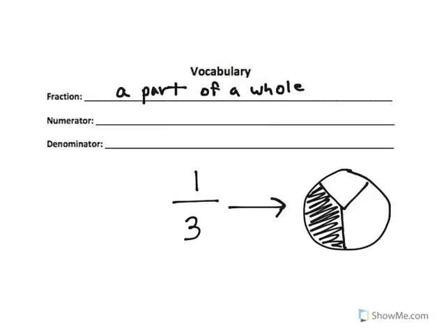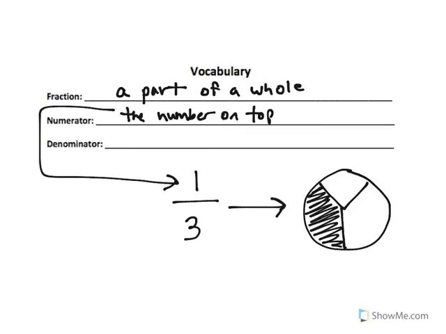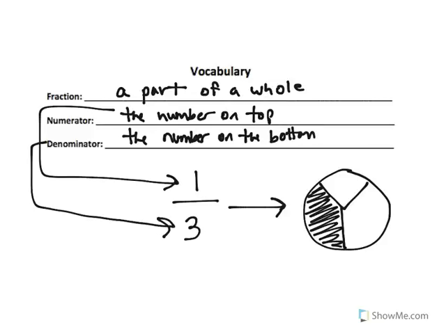The numerator is the number on top. And it is this number here. The denominator is the number on the bottom. Es un nombre abajo, aquí.